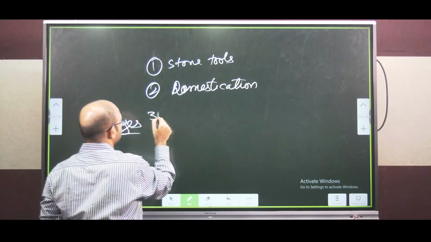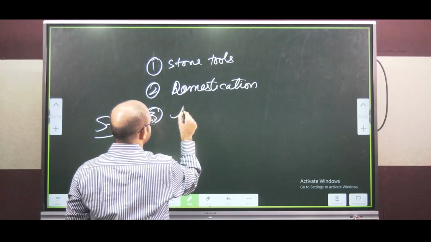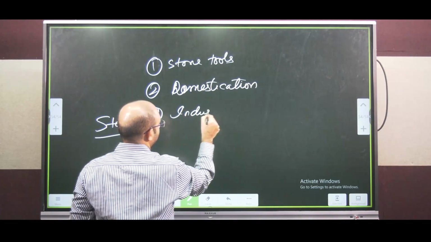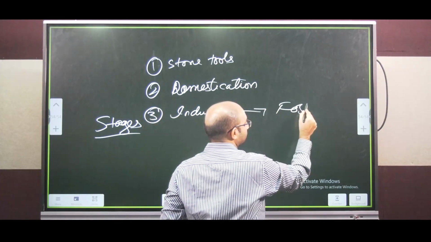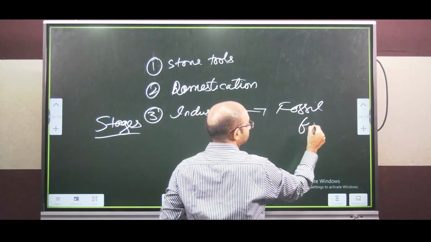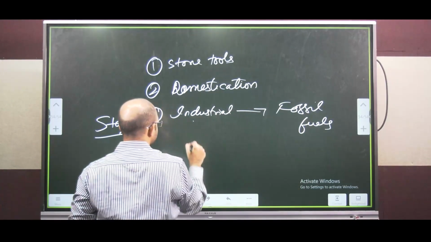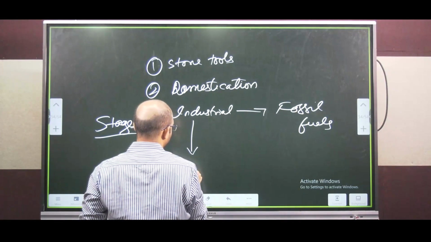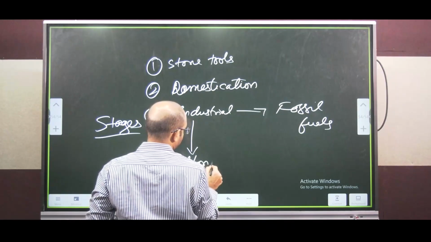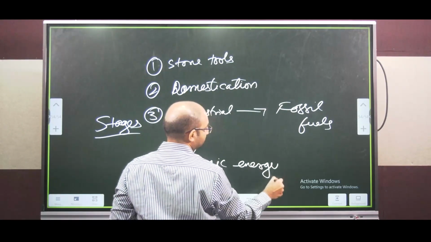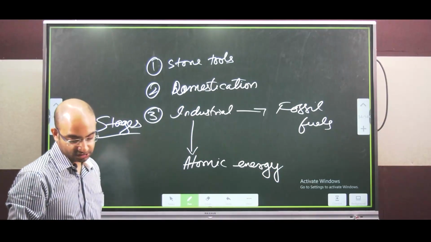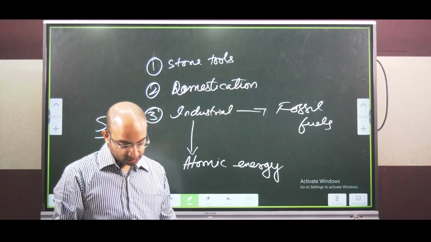Third, he says, is the industrial revolution. Here we began to learn how to use fossil fuels. And fourth, he predicts that there will be a fourth stage where we will shift towards atomic energy. This is the next level of cultural evolution. That is Leslie White.